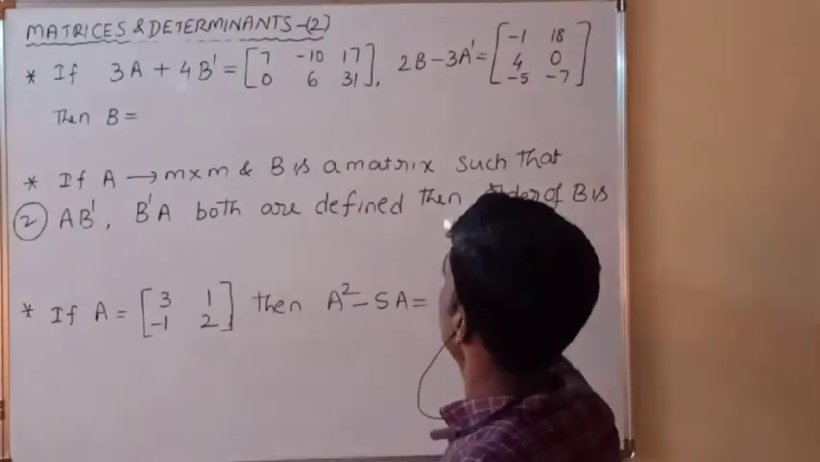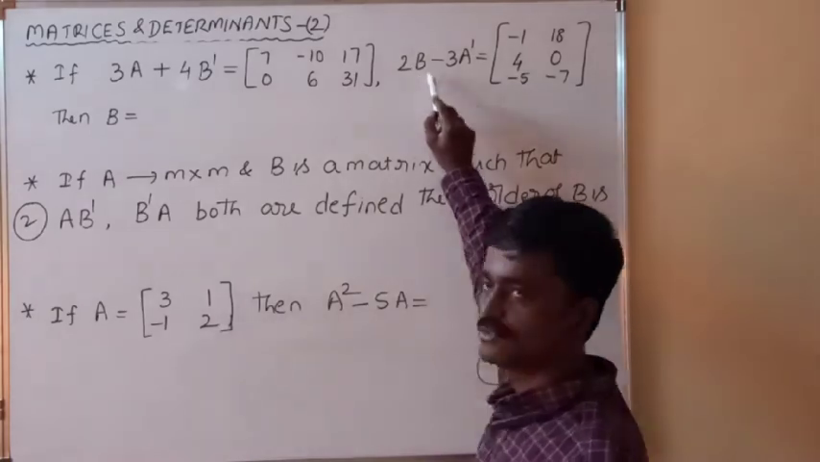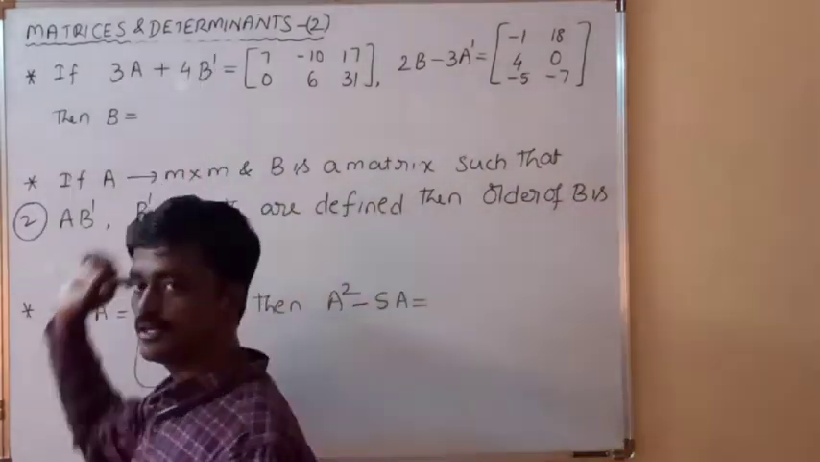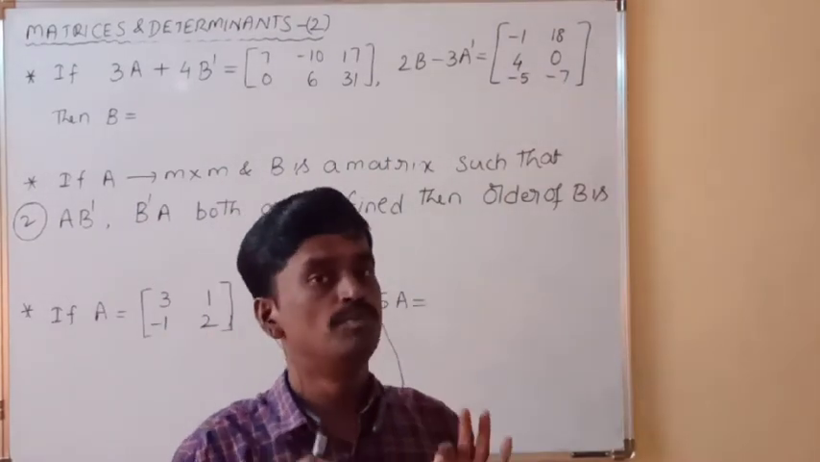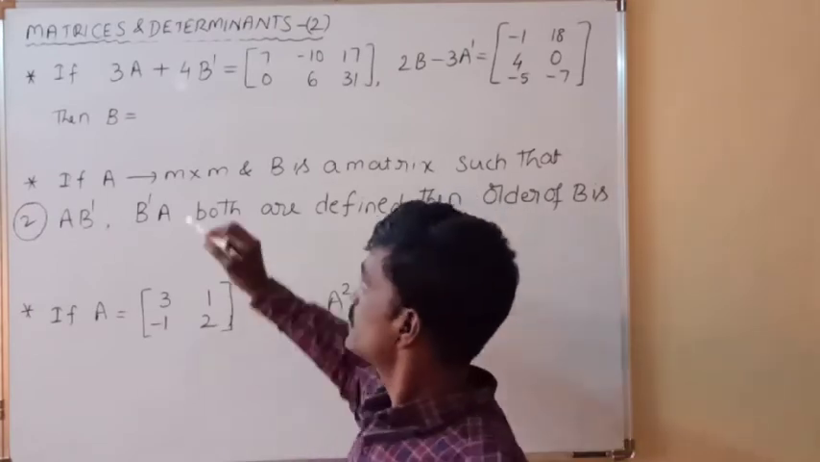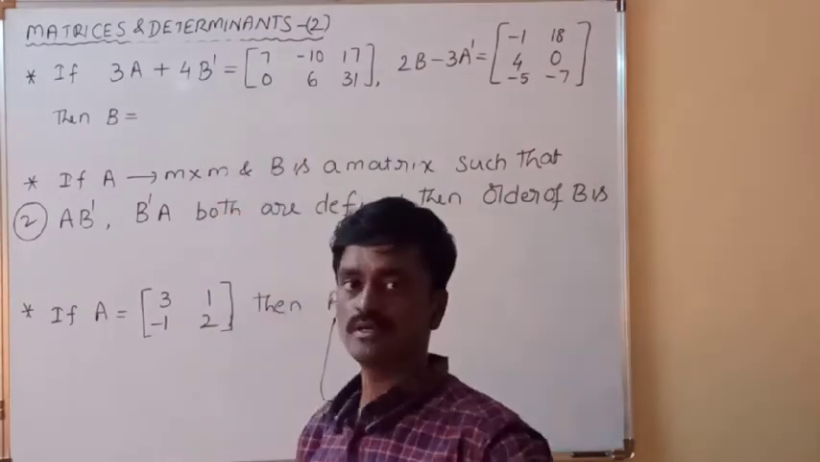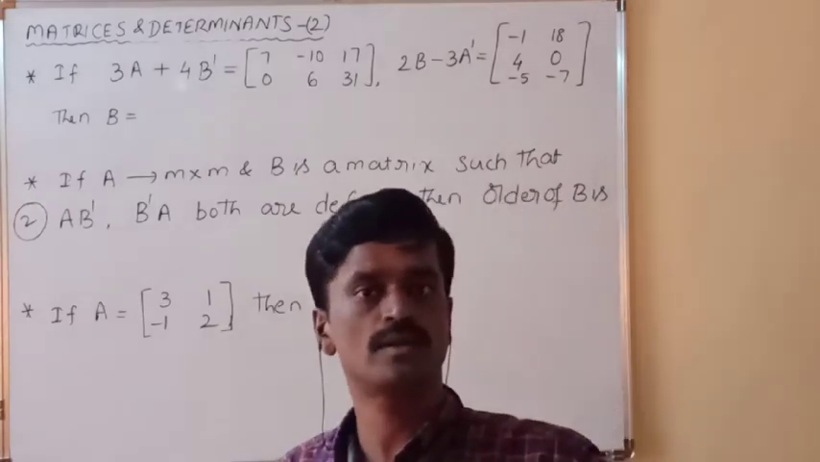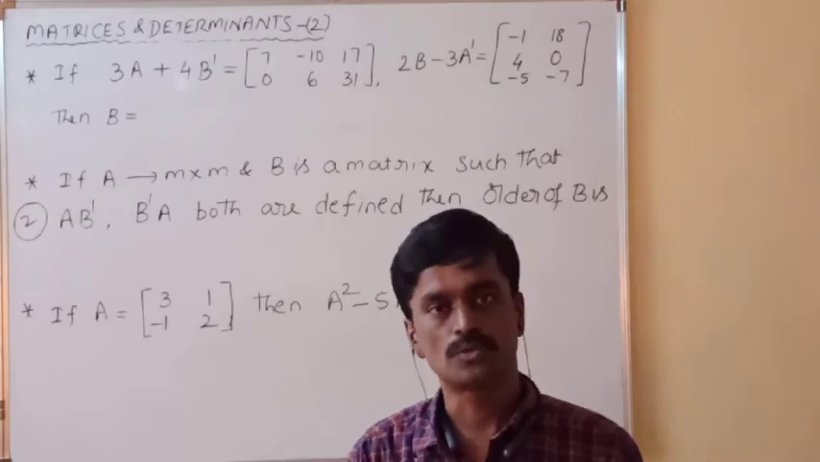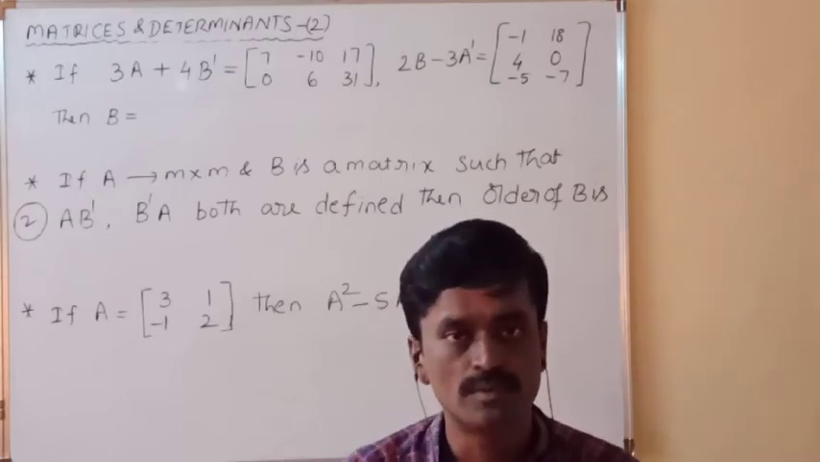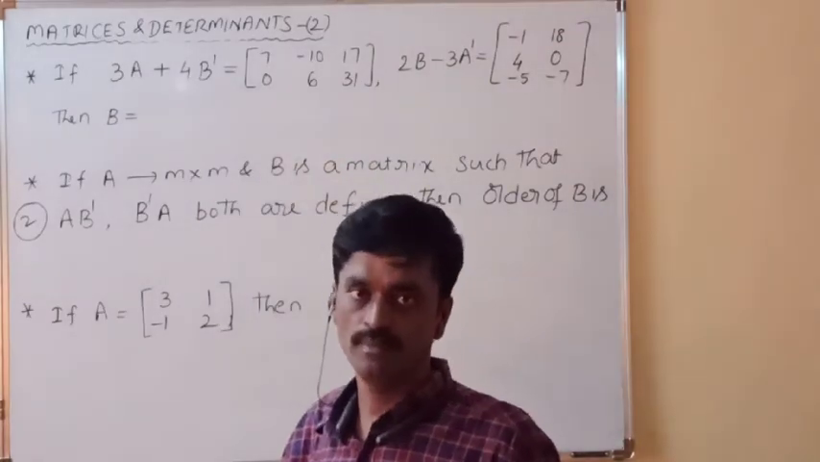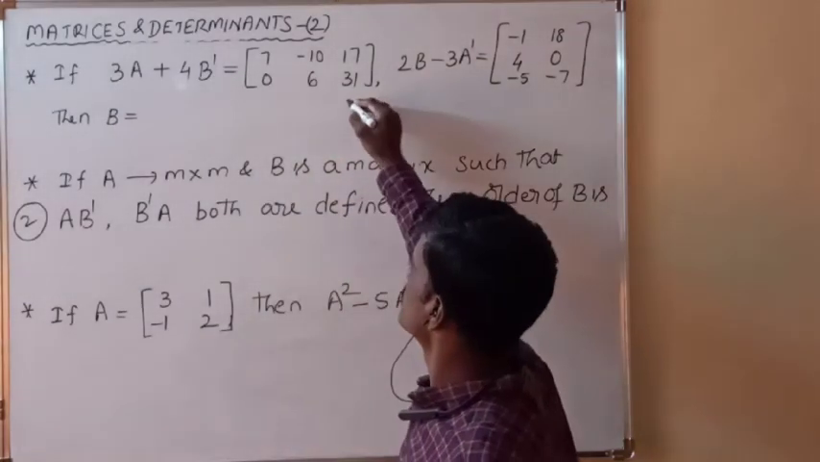Here, in the second equation, matrix B is already present, so don't disturb this equation. In the first equation, if you observe, instead of B we have B dash. What is B dash? B transpose. So in this equation we have to convert B dash in terms of B. How can we convert B dash in terms of B? Take the transpose on both sides. If you take the transpose of B transpose, what will you get? B. Okay, so let this be equation 1.